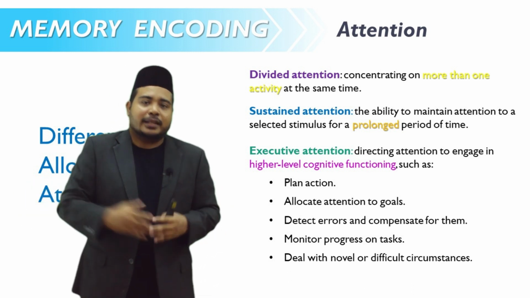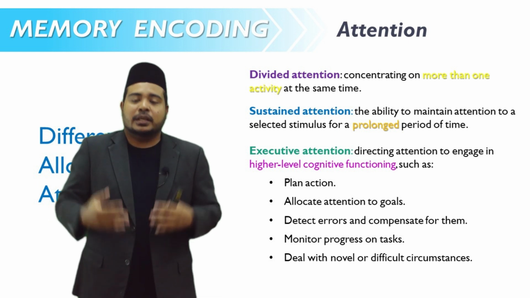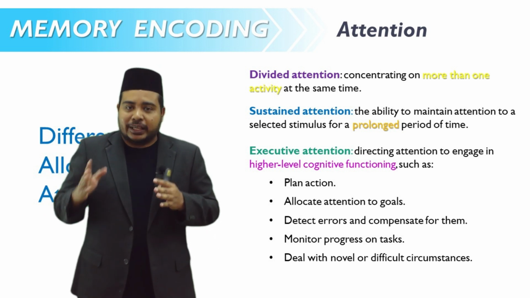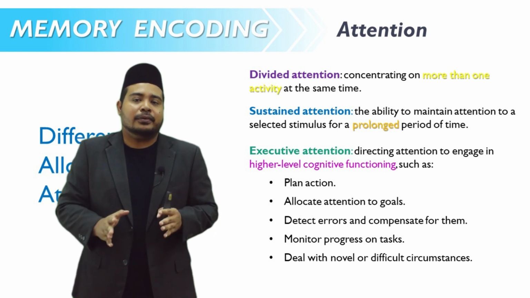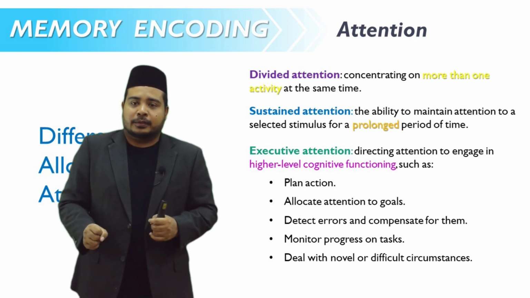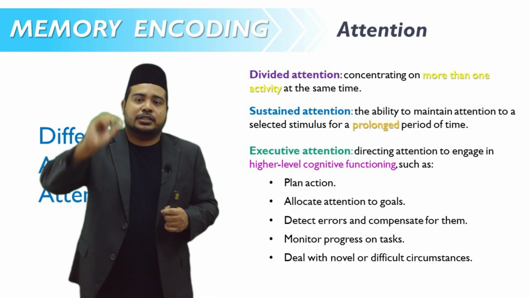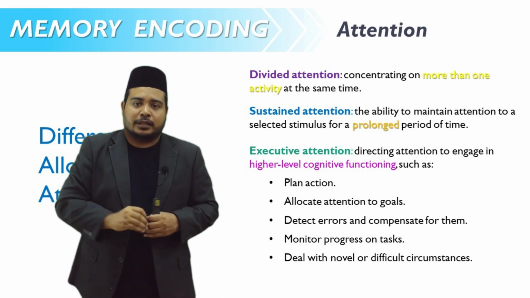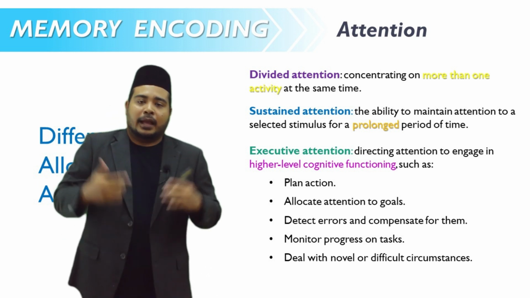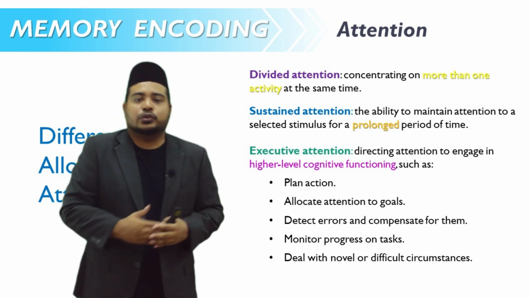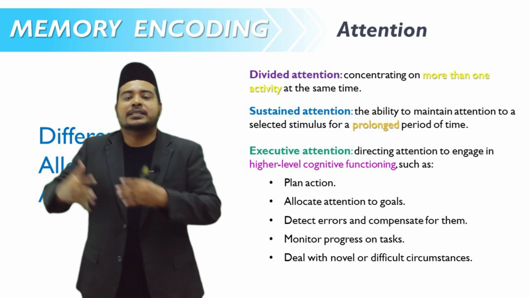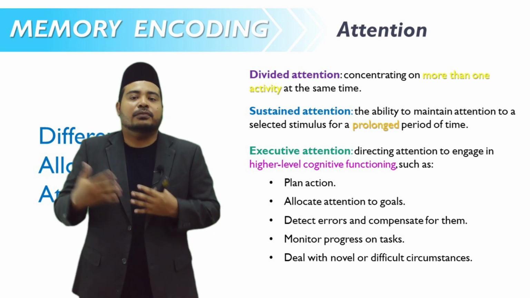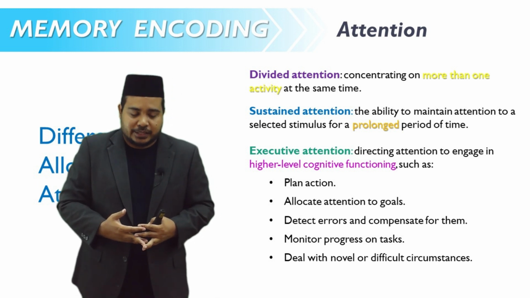And the third one is executive attention, which requires us, human beings, to direct our attention to engage in high-level cognitive functioning, such as planning action, allocating attention to goals, detecting errors and compensating for them, monitoring progress on tasks, and dealing with novel or difficult circumstances.